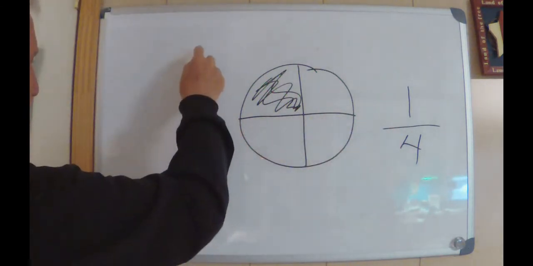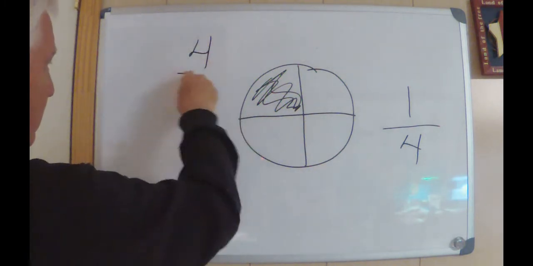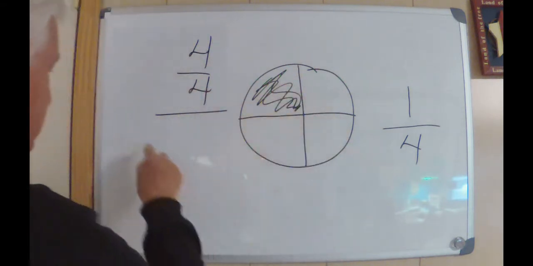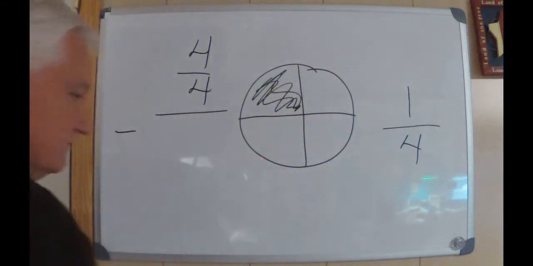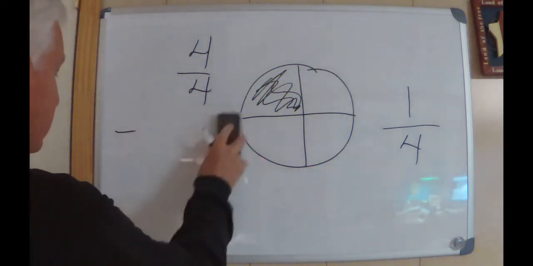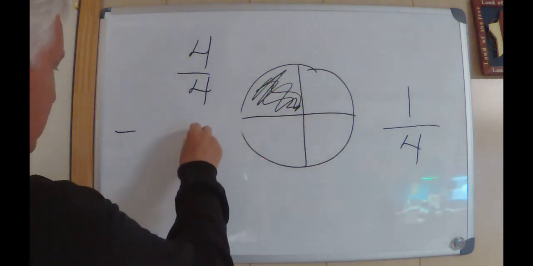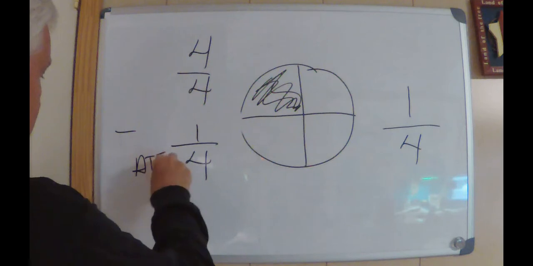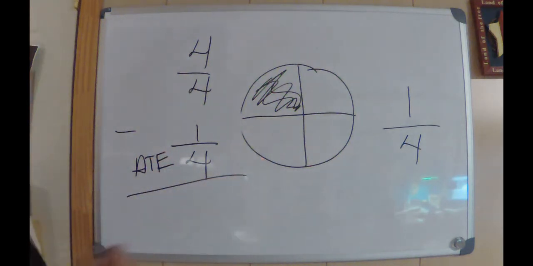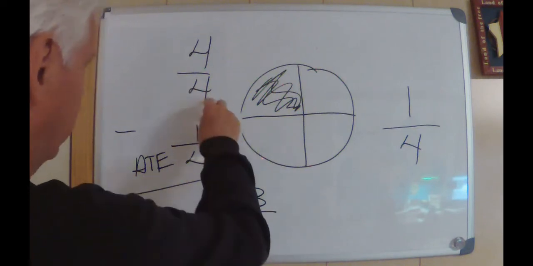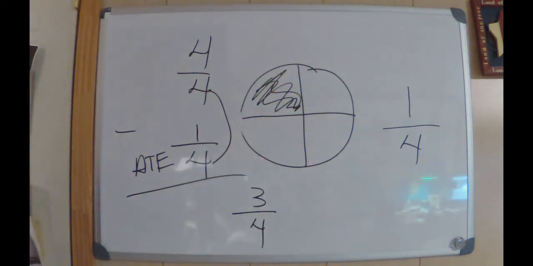And so if we did 4/4, which is the whole pizza, 4 pieces out of 4 pieces, and we subtracted, minus 1/4, which is the pizza that you ate. So 4 minus 1 is 3, and we keep our denominators because they're both the same, and that means that we have 3/4 of the pizza left.